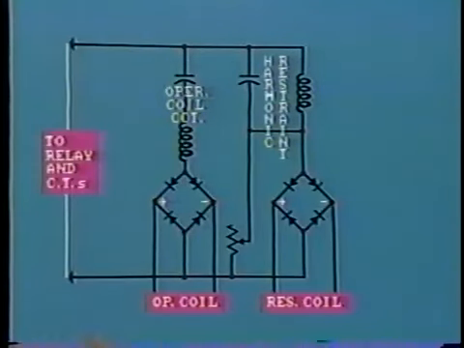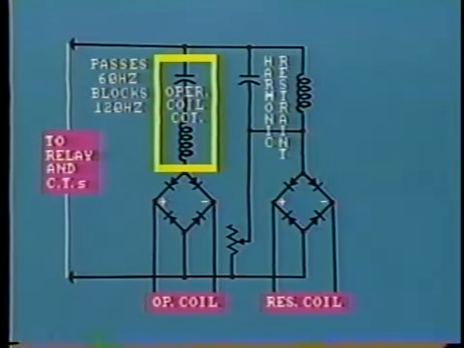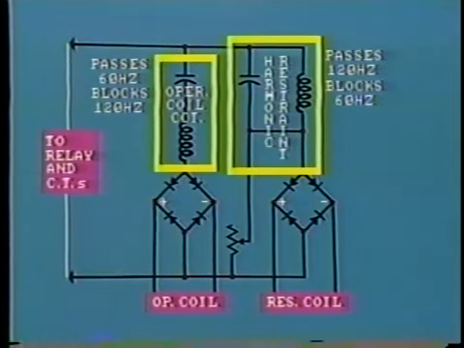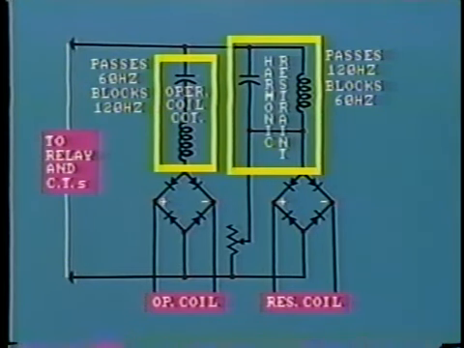There are actually two tuned circuits. The operating coil circuit presents a low impedance to 60 hertz current and a high impedance to 120 hertz current. The restraint coil circuit is just the opposite, presenting a low impedance path to second harmonic current and high impedance to 60 hertz current. When energized, the restraining coil opens the permissive contact in the tripping circuit. After the inrush current has subsided, the second harmonic will disappear. The permissive contact will close, and the differential relay will operate normally.